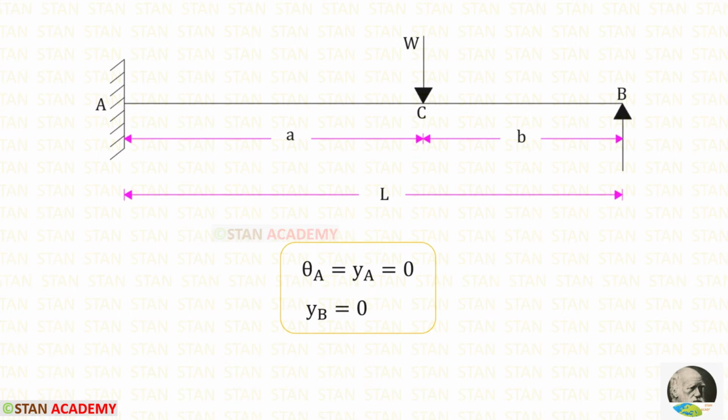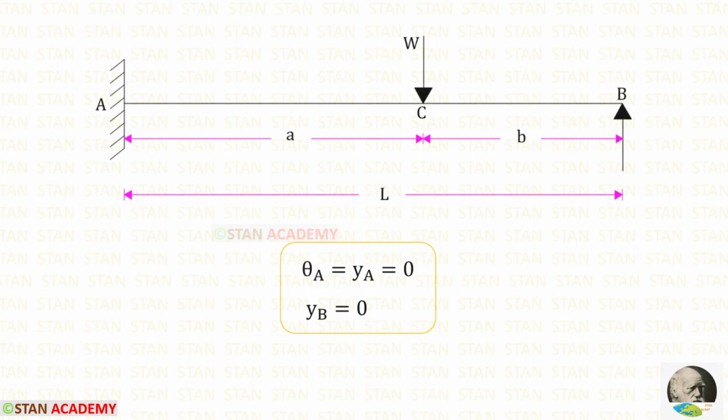Now we are going to find the slope and deflection. At the point A, there is a fixed support. So the slope and deflection at the point A will be 0. At the point B, there is a vertical support. So the deflection at the point B will be 0. Now we are going to find the slope at the point B and the slope and deflection at the point C. For that, we are going to use Macaulay's method.